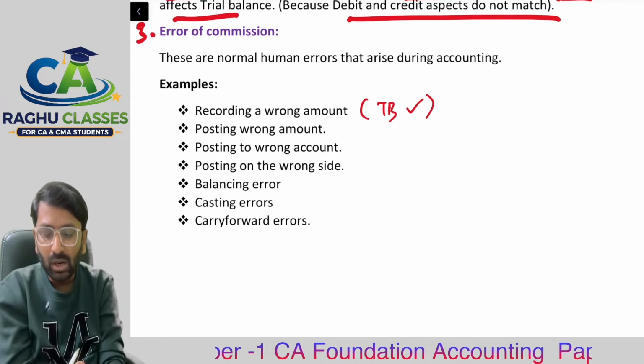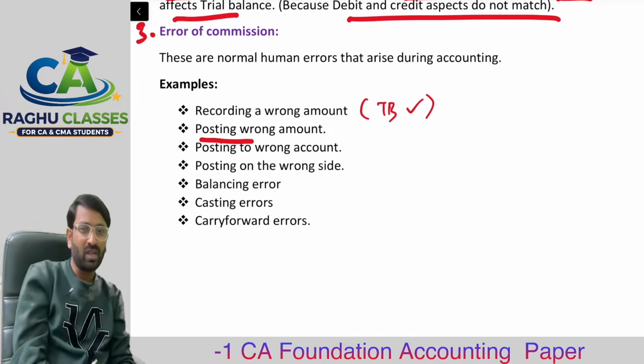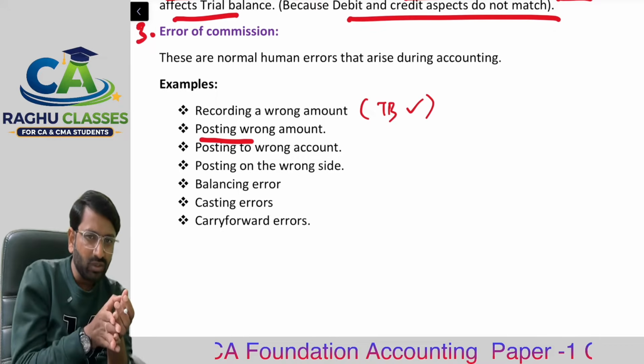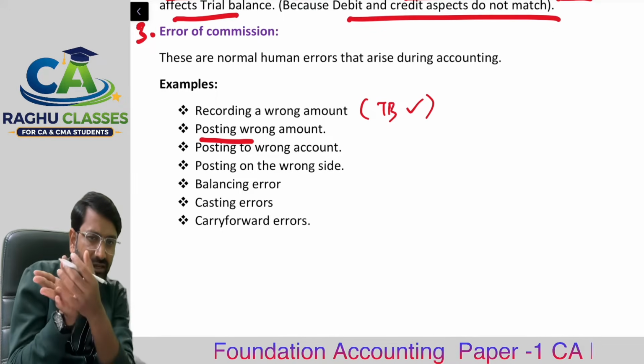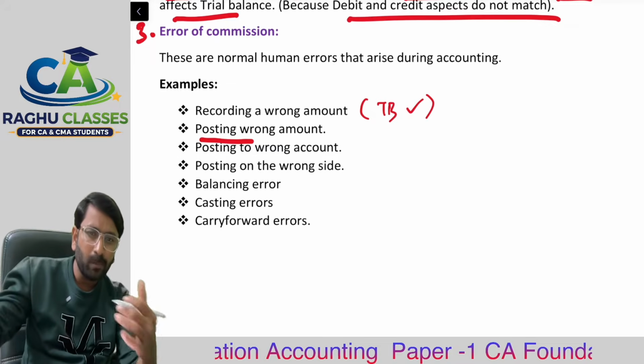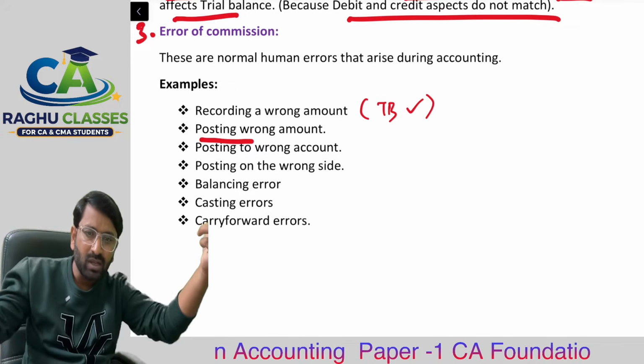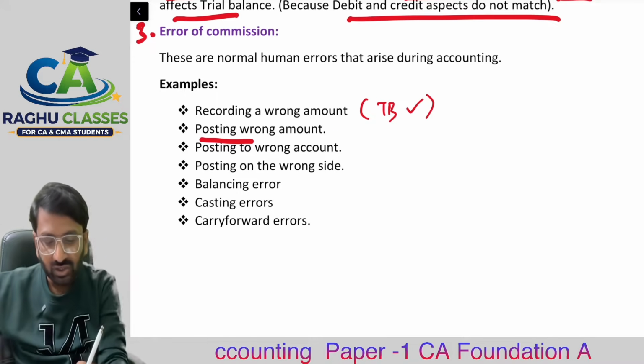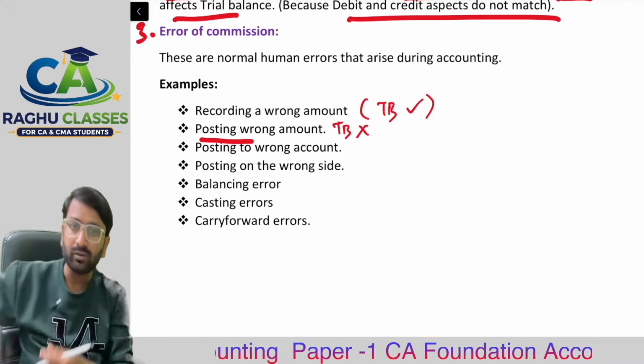But posting a wrong amount. See, when we say we posted a wrong amount, it means you have recorded the correct amount, posted a wrong amount. Can we say recording is one figure, posting is happening for a different figure? Since both the amounts are not matching, trial balance will not tally here.